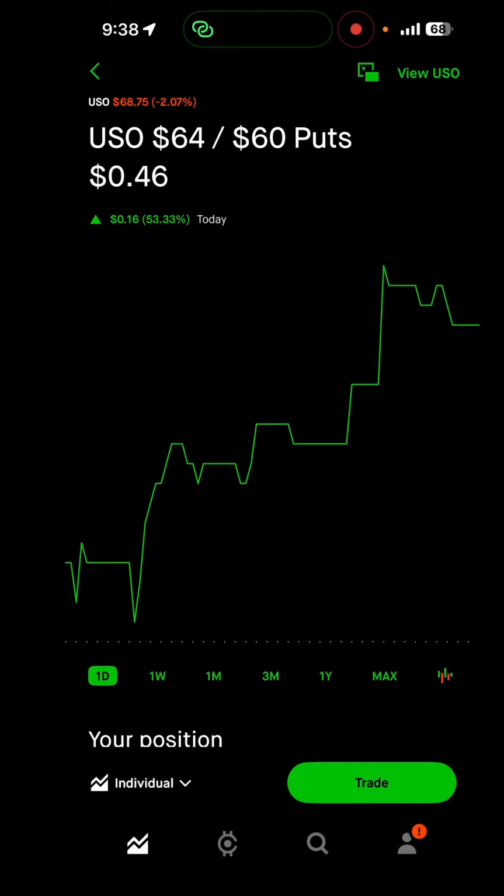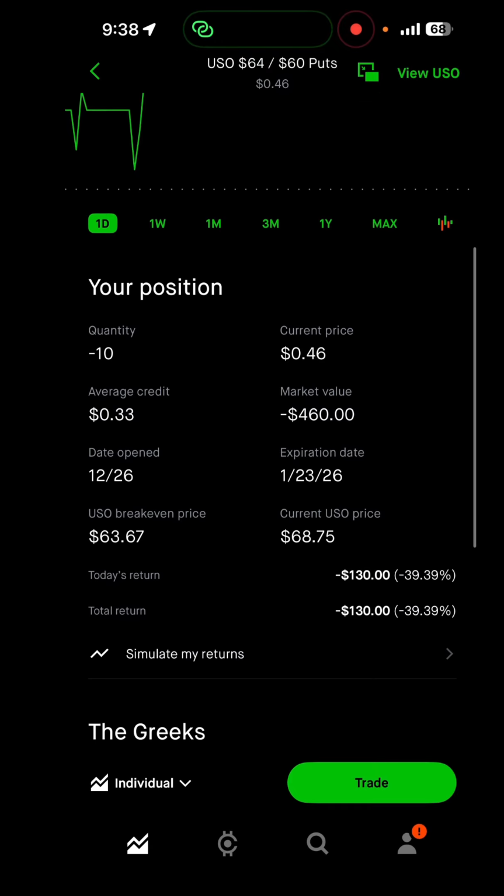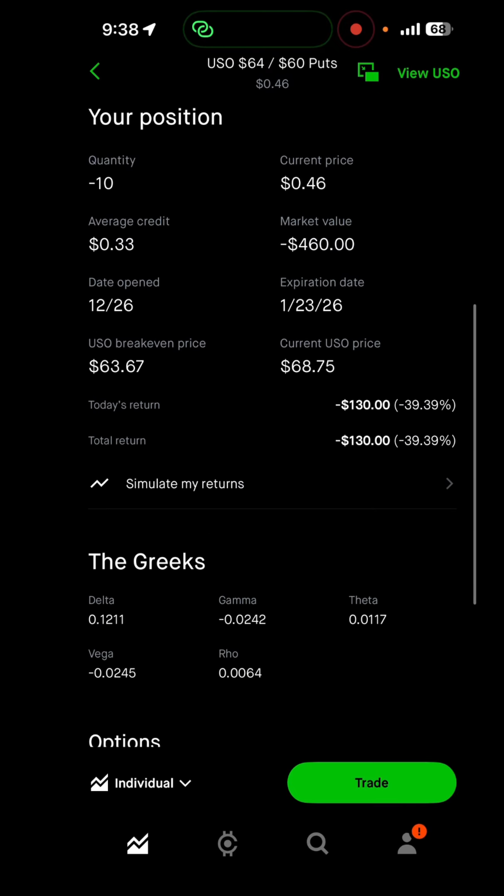So we sold the 64 put and we bought the 60 put as protection. We sold it for an average credit of 33 cents. Now, currently, the price is 46 cents, so we're currently losing a little bit on this trade. You can see here the total return is minus 130, 39% loss since yesterday.